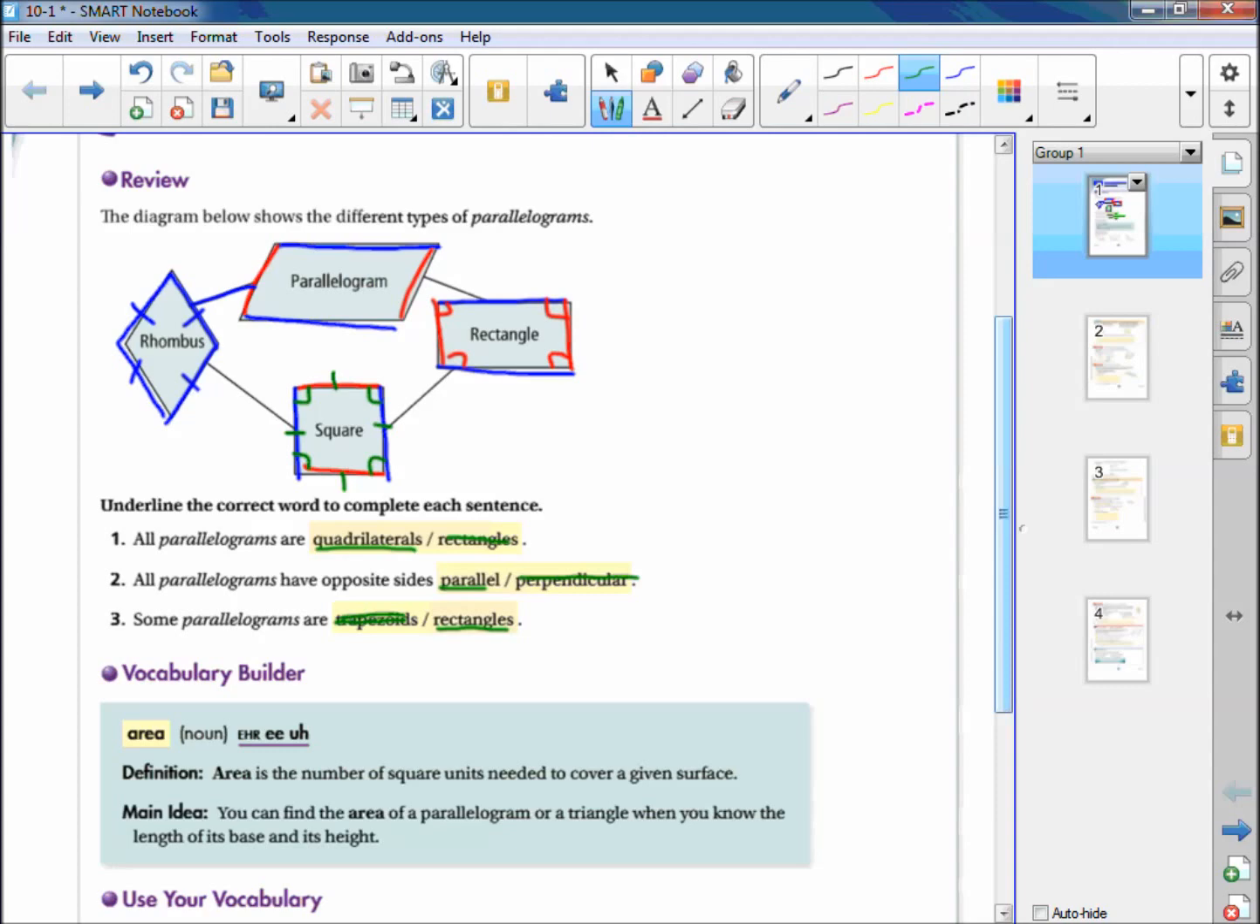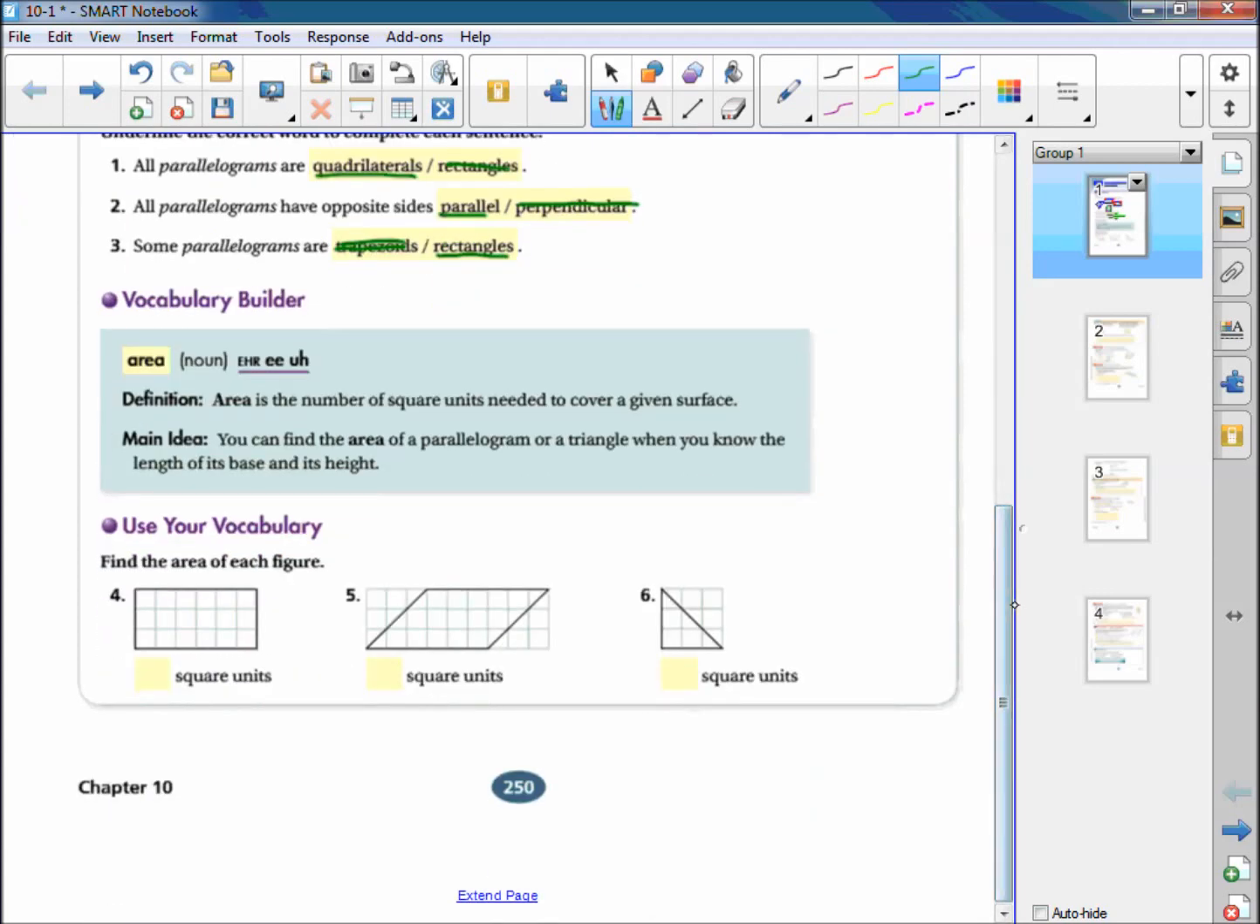All right, so today we're starting on some area here. So we have a definition. Area is the number of square units needed to cover a given surface. And our main idea is you can find the area of a parallelogram or triangle when you know its length of base and height. So base and height are going to be important for us.